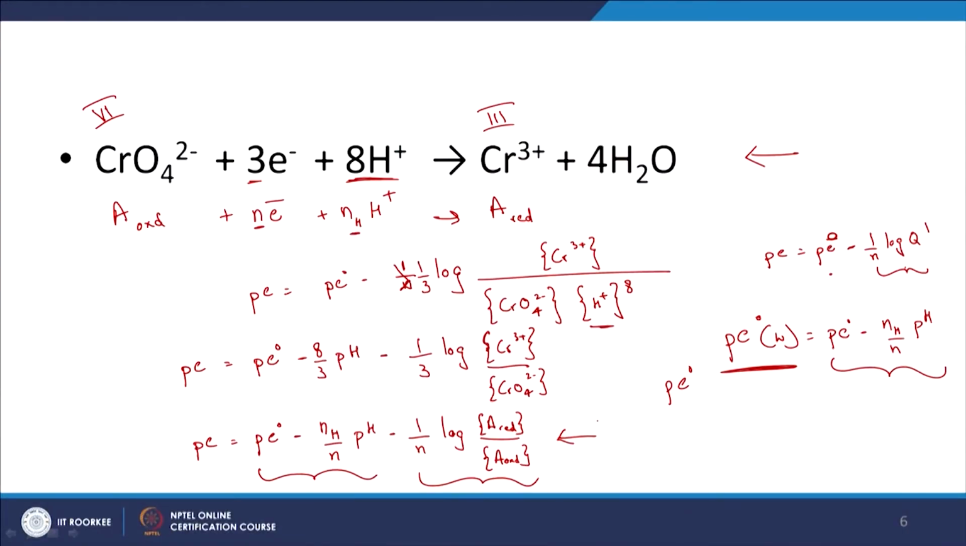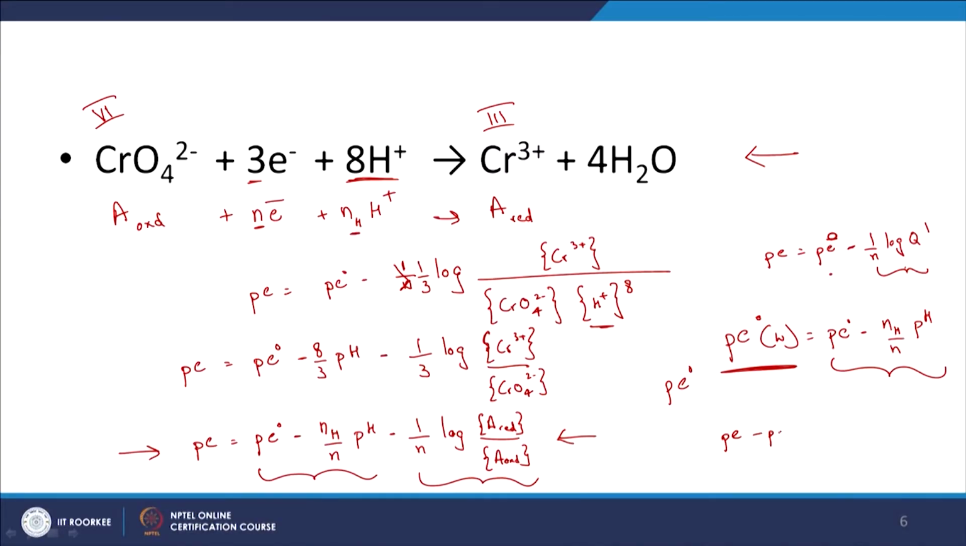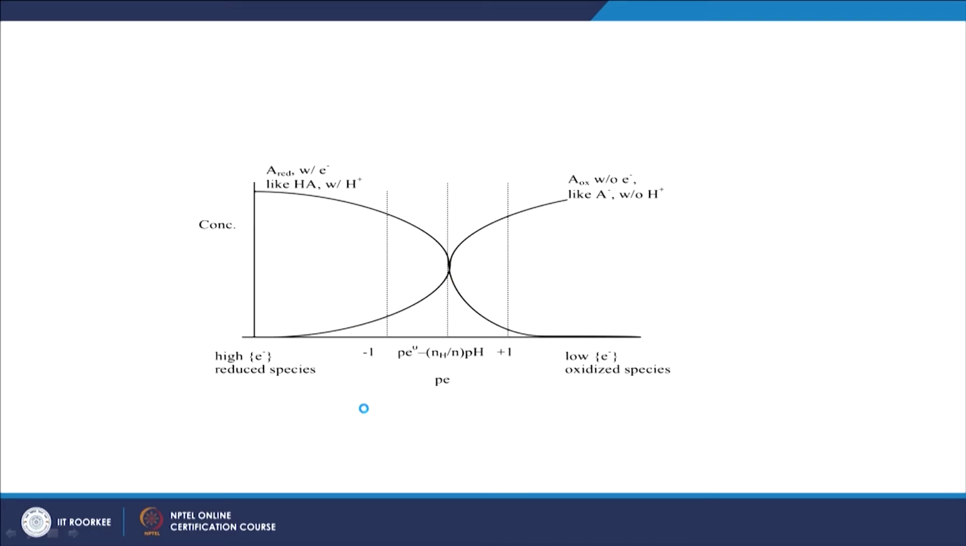In that context, let us look at the relevant figure with respect to concentration of these reduced and oxidized forms and the pe. Unlike looking at pe minus pe naught, which was the case earlier, we are now going to look at pe minus pe naught minus nH by n times pH. So, the reference term we are going to refer to is pe naught minus nH by n times pH, and that is what we have here.